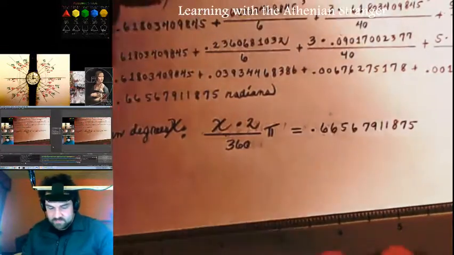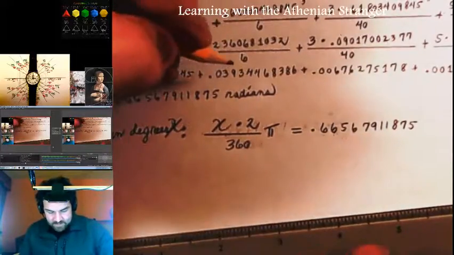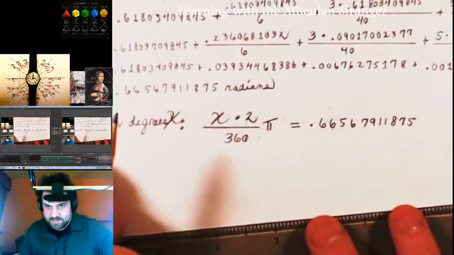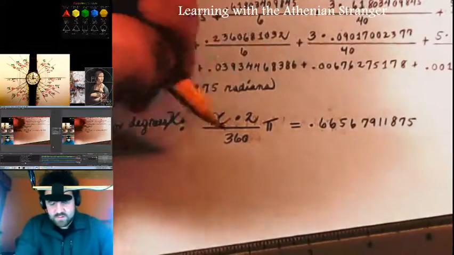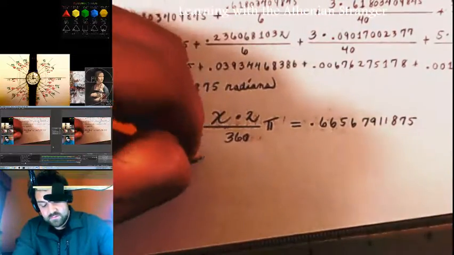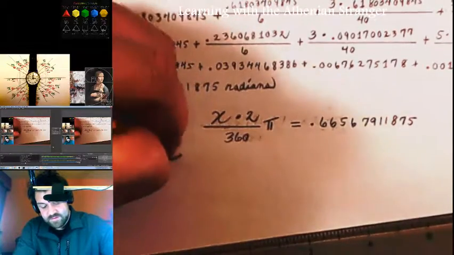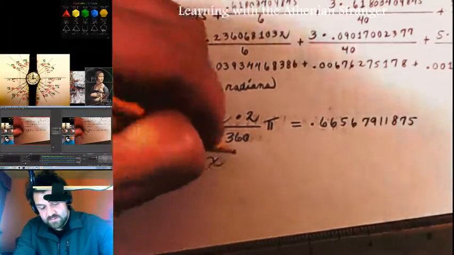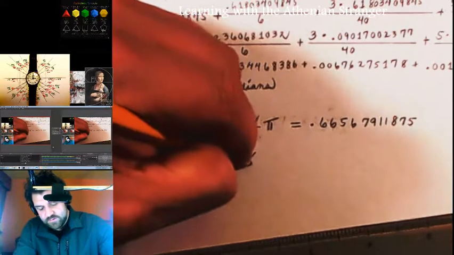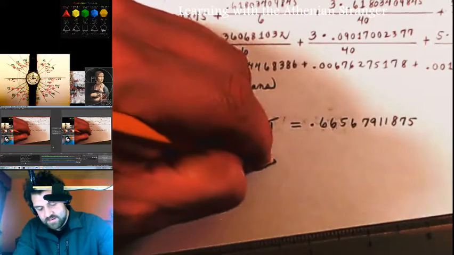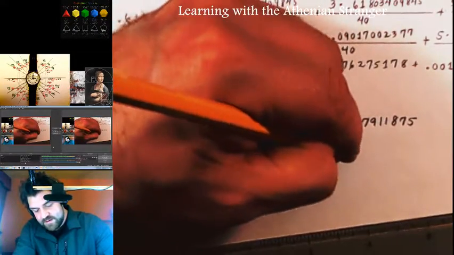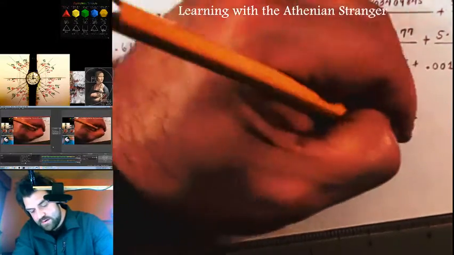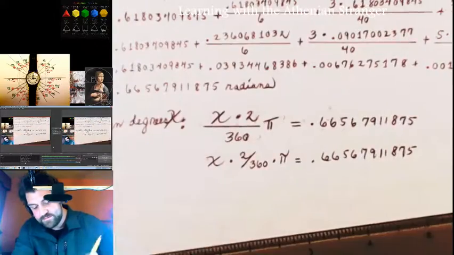Here's what we do, ladies and gentlemen, brothers and sisters, comrades and friends. We want to get x by itself. So let me pull out the x and rewrite this in a different way. Here's the x, multiplied by 2 over 360, multiplied by pi, and all of that equals 0.66567911875. All right?